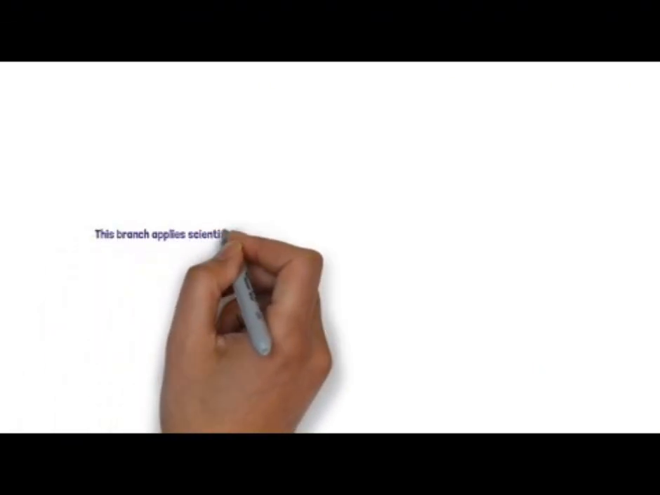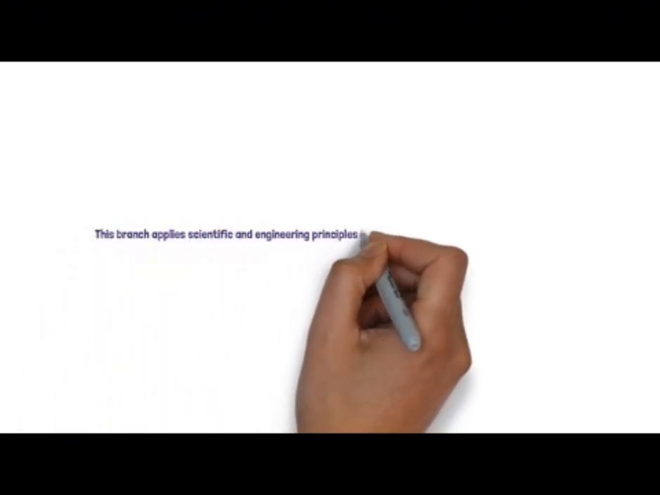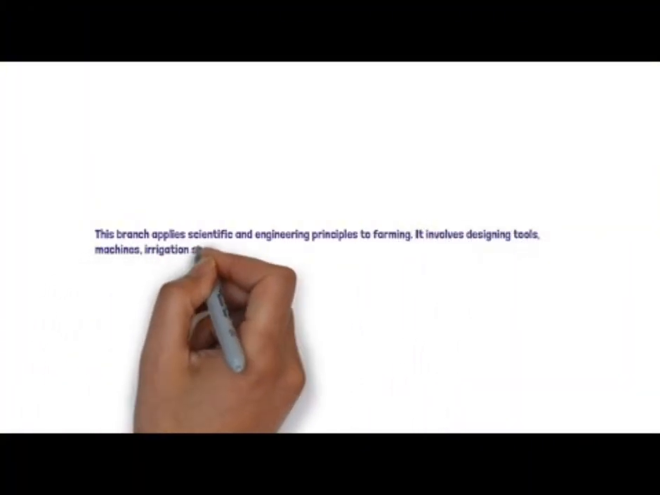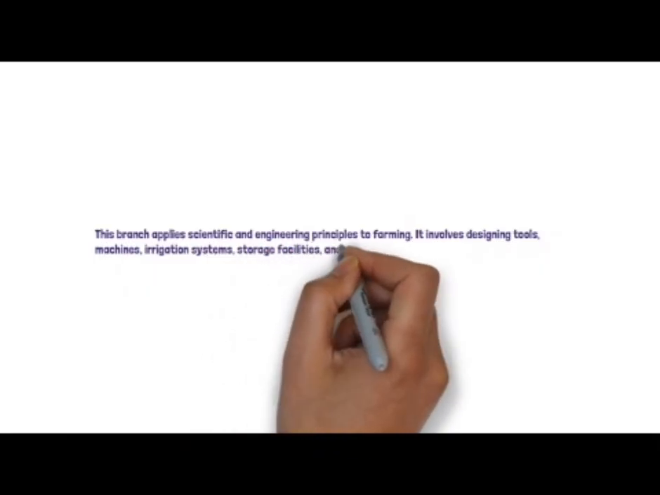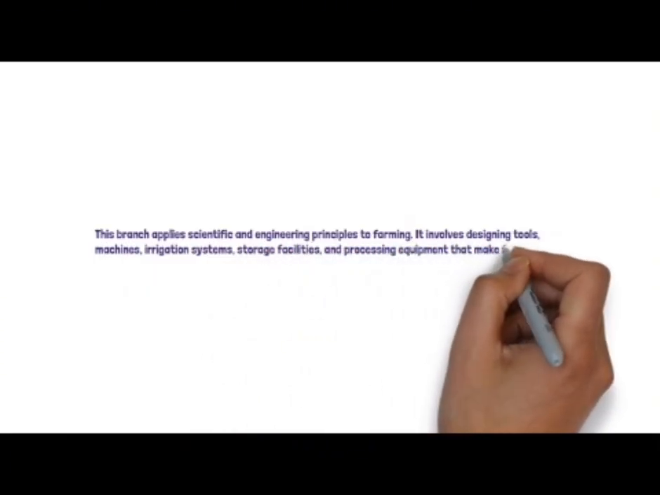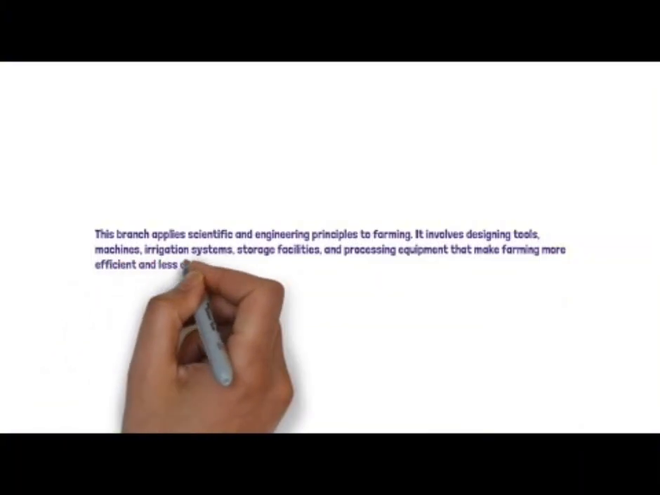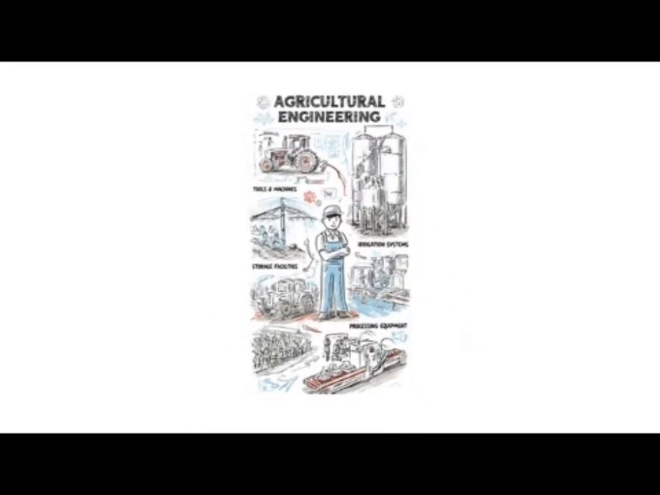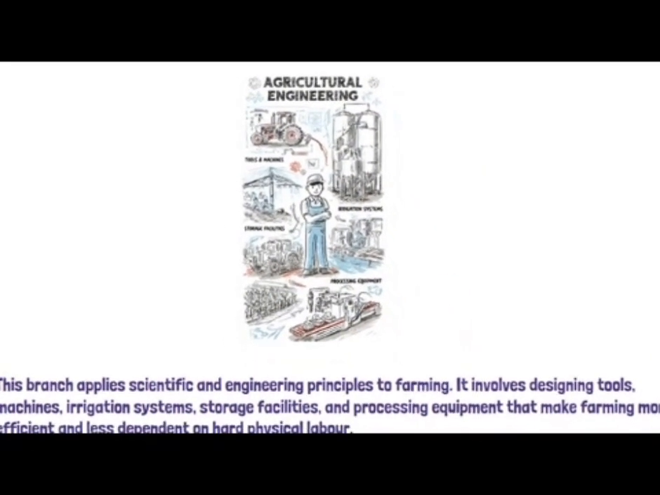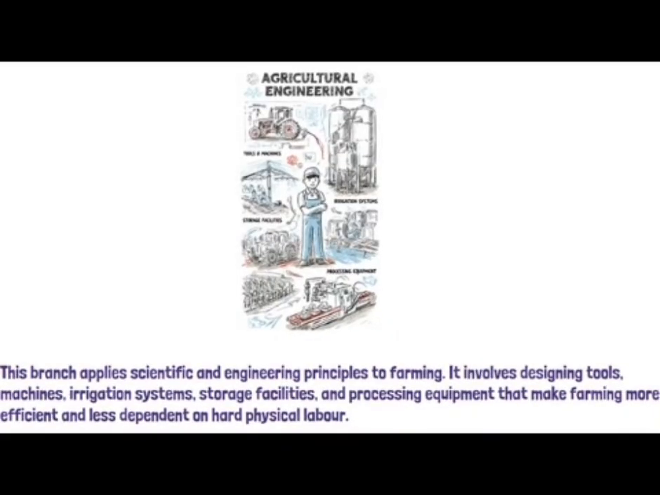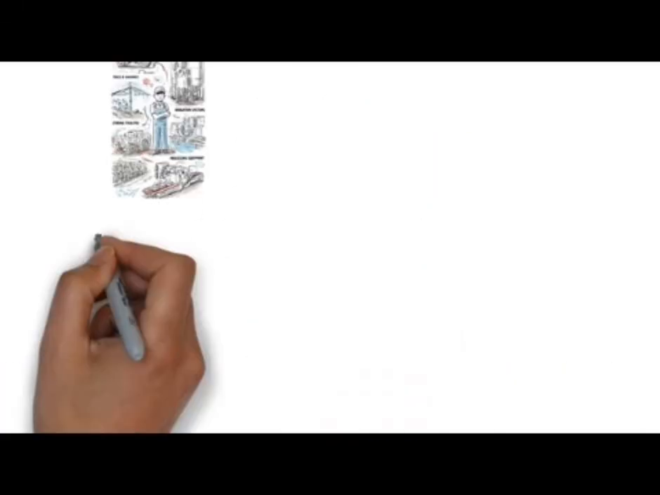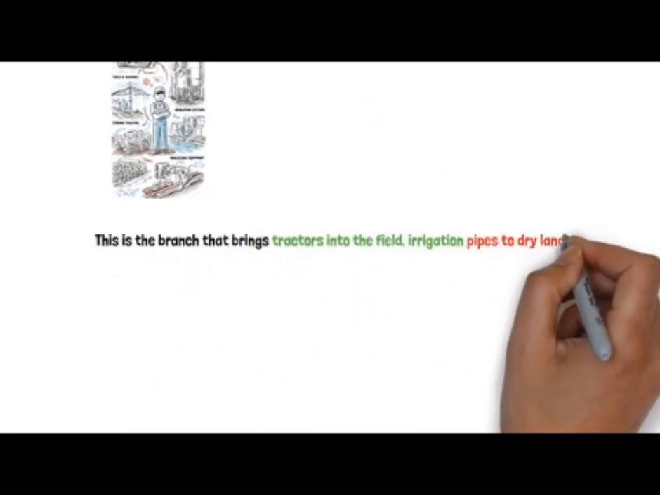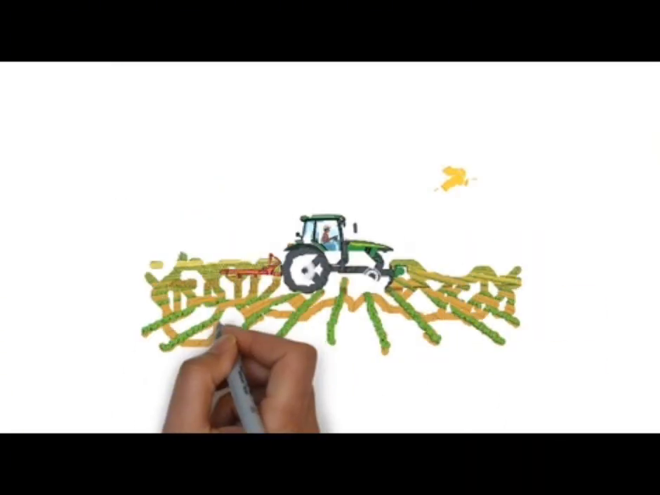Then there is the engine room of modern agriculture, agricultural engineering. This branch applies scientific and engineering principles to farming. It involves designing tools, machines, irrigation systems, storage facilities, and processing equipment that make farming more efficient and less dependent on hard physical labor. This is the branch that brings tractors into the field, irrigation pipes to dry land, and harvesters to large farms.